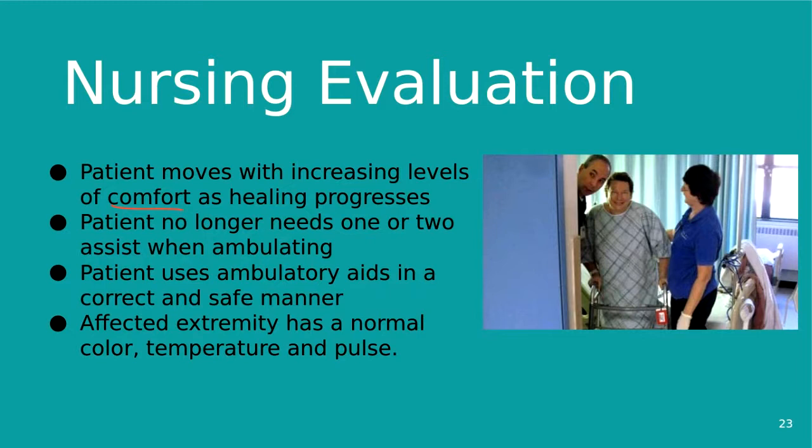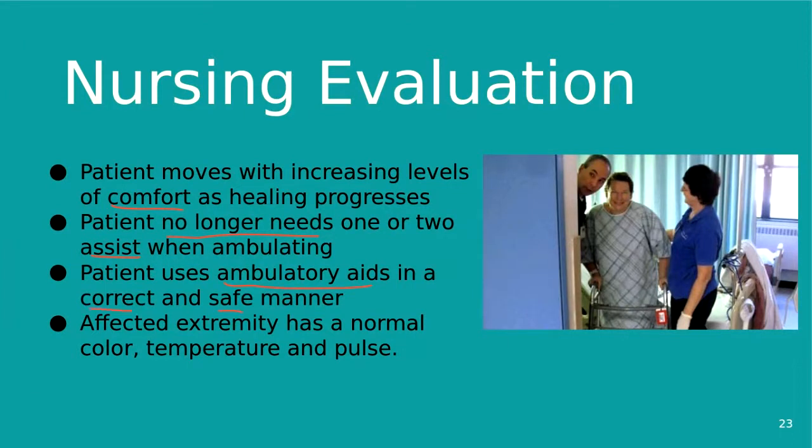A patient no longer needs 1 or 2 assists when ambulating. So initially, when they first come out of surgery and they're with physical therapy and maybe another nurse, they need 2 people to assist them. It shouldn't be like that at the end. Maybe we go from 2-person assist to 1-person assist to just using an ambulatory aid, but there should be some progression in that. And the next is the patient uses ambulatory aids in a correct and safe manner.